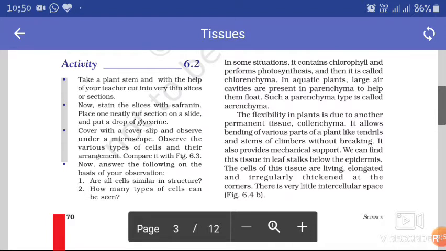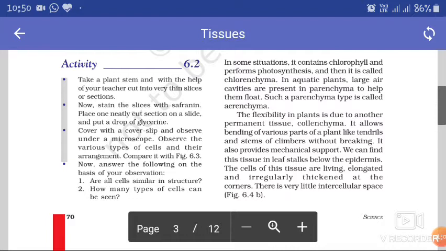Now answer the following on the basis of your observation. Are all cells similar in structure? How many types of cells can be seen?